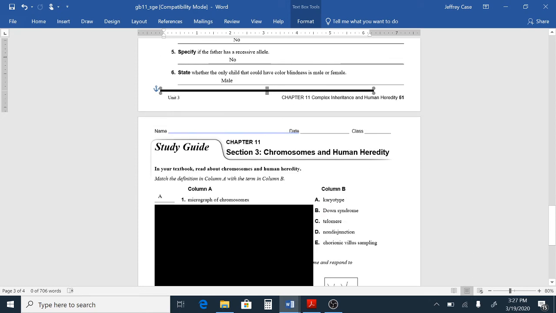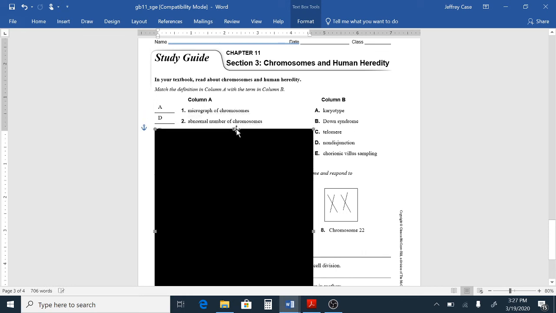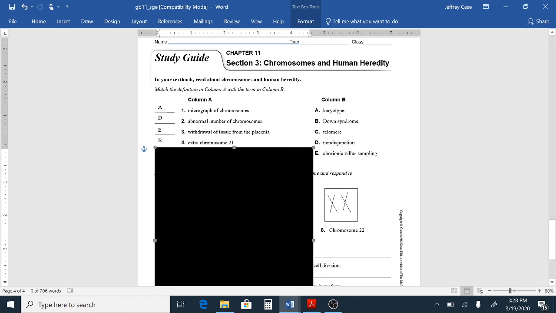All right. And lastly, section 3, micrographic chromosomes. That's a karyotype. Abnormal number of chromosomes caused by non-disjunction. Withdrawal of tissue from the placenta. Chorionic villus sampling. Extra chromosome 21. Down syndrome or trisomy 21. And number 5, protective cap at the end of a chromosome, a telomere.